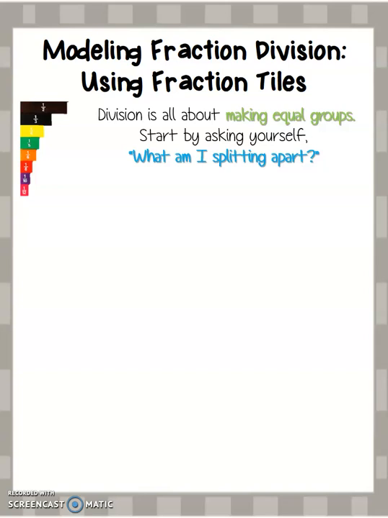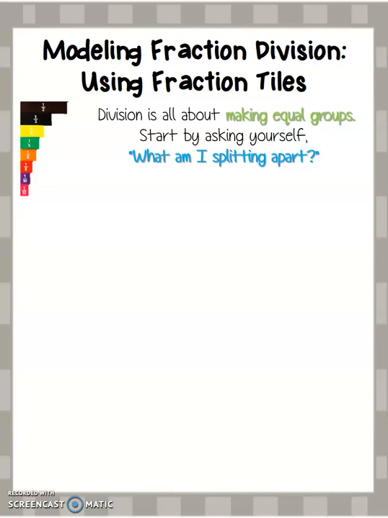Hi everyone! So in the last video, we talked about two different strategies to model fraction division. The first was to use a number line, and the second was to draw a picture. Now, just like with those two strategies, we can also model fraction division using fraction tiles.